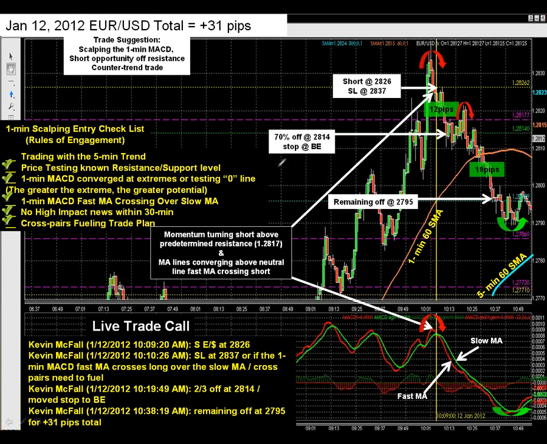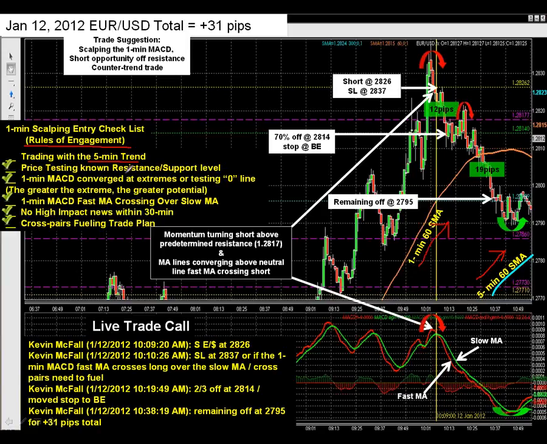Now, on this particular trade, we're trading against the trend, and you can see our MACD lines now are at upper extremes. If you remember our checklist, that is one of the rules of engagement. First of all, are we trading with the 5-minute trend line? Well, no, we're not, because our 5-minute trend line is moving long. If we're shorting this, we won't be trading it with the trend line. Also, the 1-minute trend line is moving long.